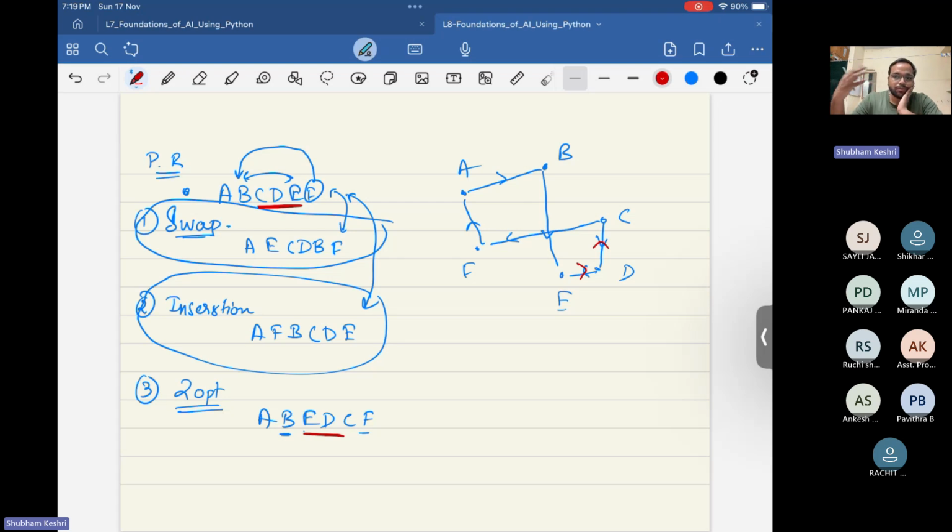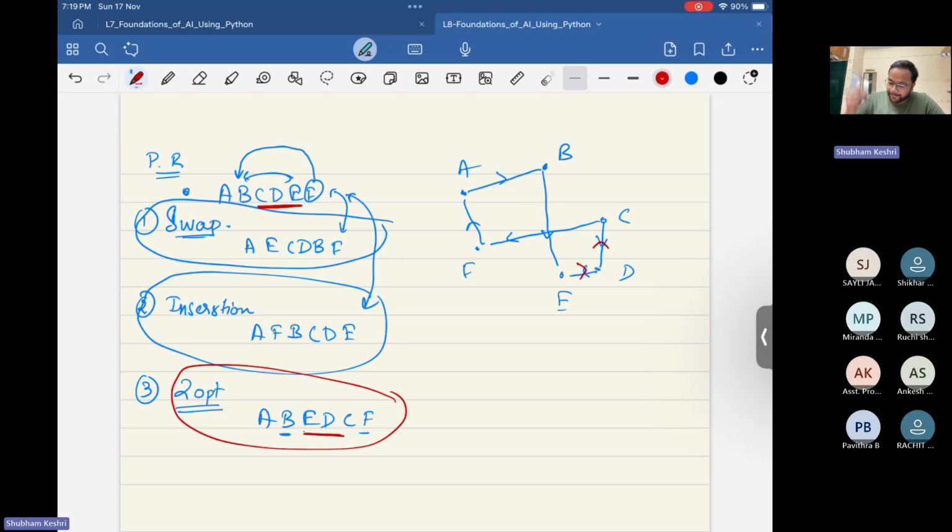Some neighbors are good for certain problems. For the traveling salesman problem, two opt neighbors are very good. When you are solving a traveling salesman problem, two opt neighbors create good neighbors. But if you are solving a sequencing problem, suppose a scheduling problem, two opt neighbors are very bad. In general, in that case, we use swap neighbors or insertion neighbors.